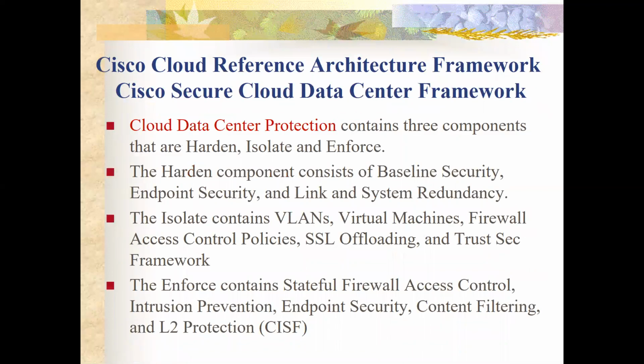Okay, let's move to the next one. Cloud data center protection contains three components, as shown in the previous picture. They are harden, isolate, and enforce. The harden component consists of baseline security, endpoint security, and link and system redundancy. The isolate contains VLAN, virtual machine, firewall access control policy, SSL, the secure socket layer, offloading, and the trust secure framework. The last component, enforce, contains stateful firewall access control, intrusion prevention, endpoint security, content filtering, and L2 protection. That is the cloud data center protection.